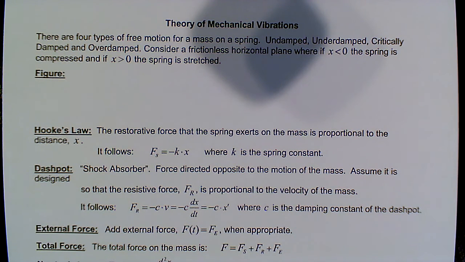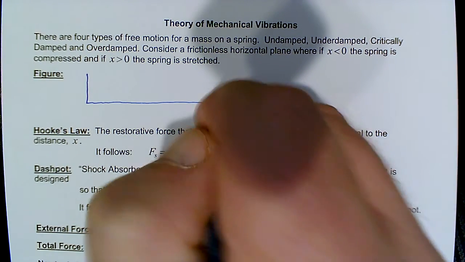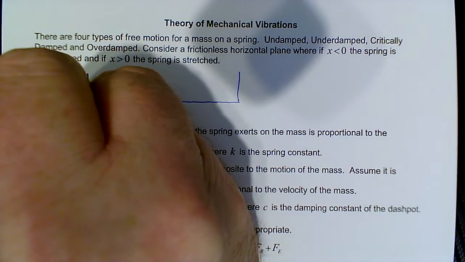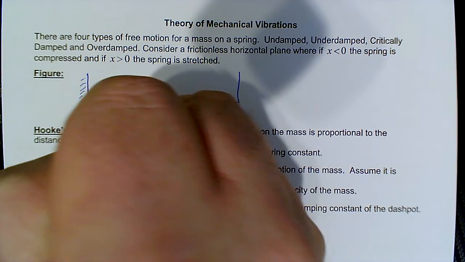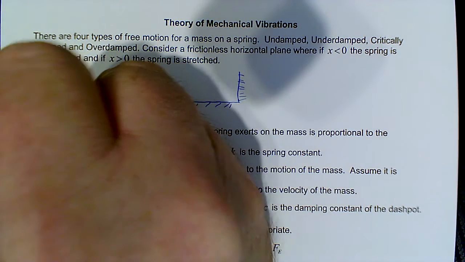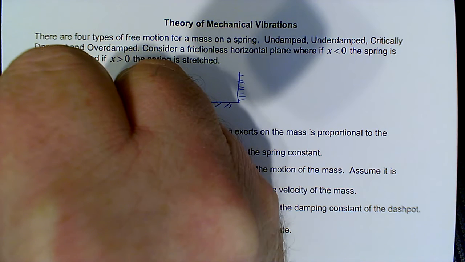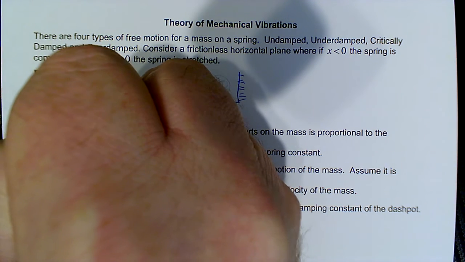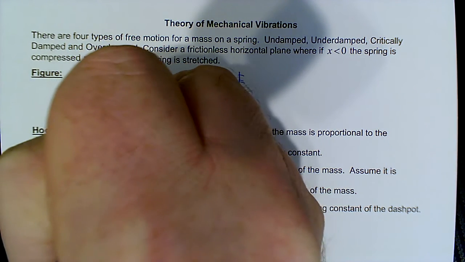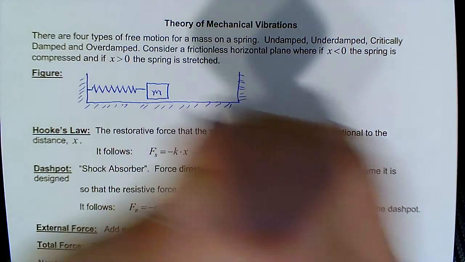And so we'll draw a little sketch of the scenario. Basically, consider a frictionless horizontal plane. So let me just draw a little plane here. This will be my walls and the floor, if you will. And another wall over here. And we'll attach a spring. That's how I'm going to draw my spring. And there's going to be a mass attached to the spring.